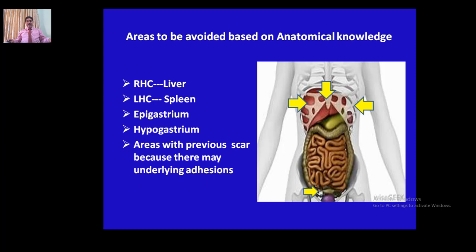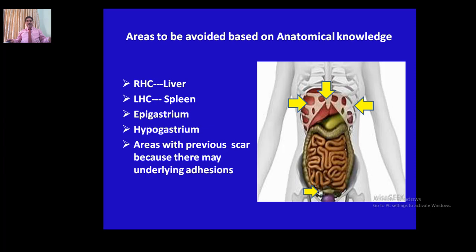Areas with previous scar, because there may be underlying adhesions. One of the complications of doing laparotomy is post-operative adhesions. So areas of previous scar, where a cut loop may be adherent to the anterior aspect of the anterior abdominal wall.